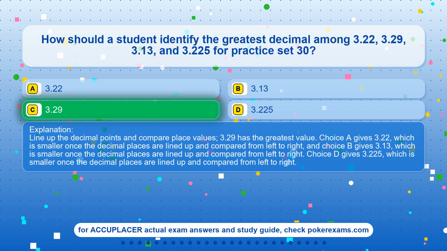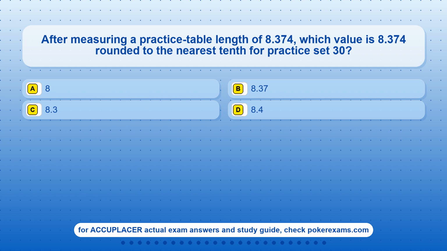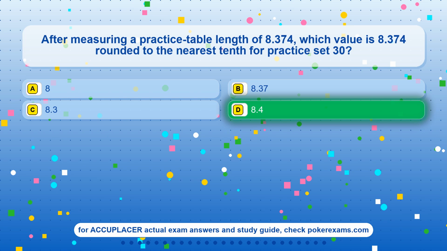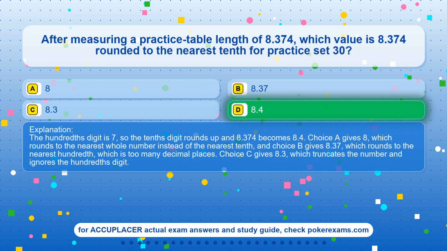Question 6. After measuring a practice table length of 8.374, which value is 8.374 rounded to the nearest tenth for practice set 30? Option A, 8. Option B, 8.37, Option C, 8.3, Option D, 8.4. The correct answer is Option D, 8.4. The hundredths digit is 7, so the tenths digit rounds up and 8.374 becomes 8.4.